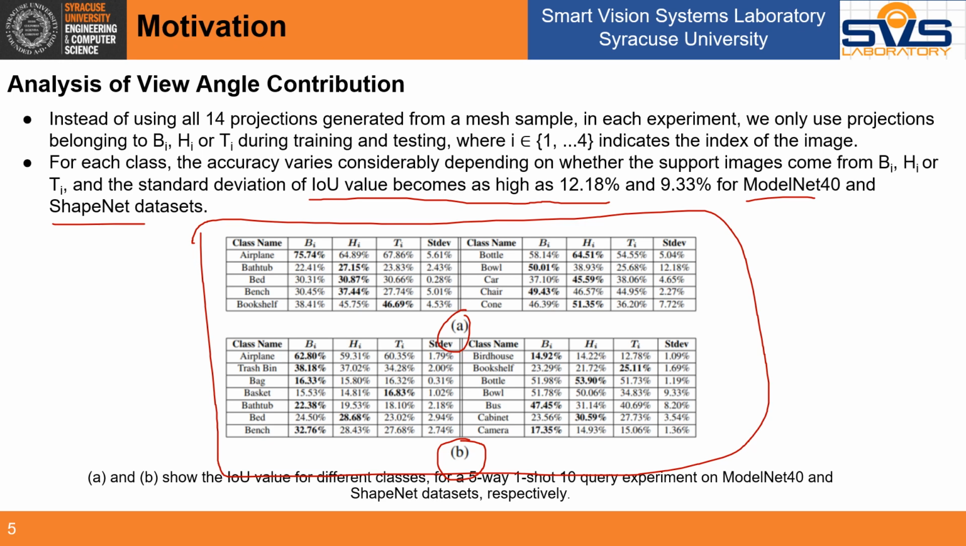The reason is that we cannot make sure the query image capturing angle is always consistent with the support image capturing angle. If these two angles differ a lot, the performance will drop a lot. In contrast, if the support image angle and the query image angle are very similar to each other, the accuracy may be very high.